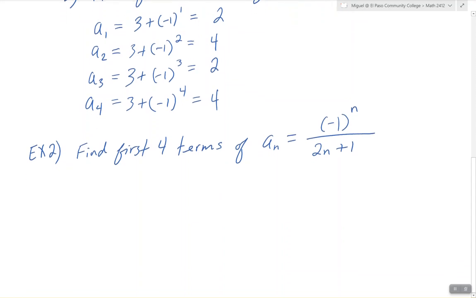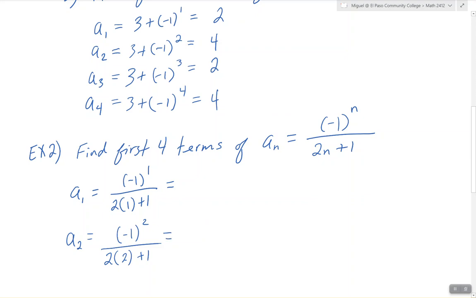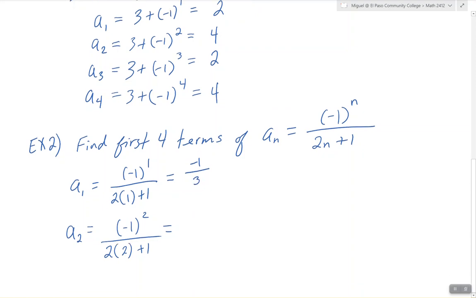So we'll do a sub 1. We would have -1 to the 1 power over 2 times 1 plus 1. A sub 2 would be -1 to the second power over 2 times 2 plus 1. So here we have -1 over 2 times 1 is 2 plus 1, so we have 3. And for the second term, we have -1 squared, so that's going to be +1 over 4 plus 1, 1/5.